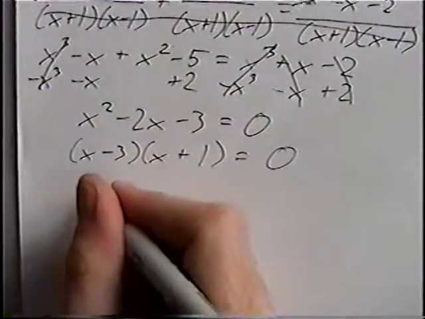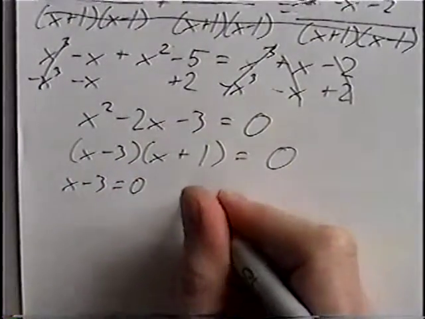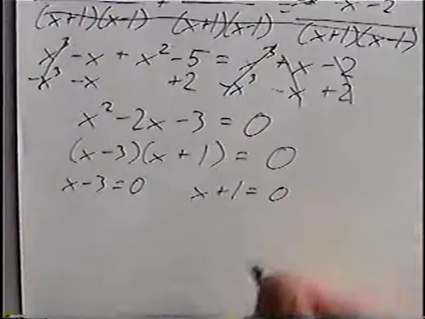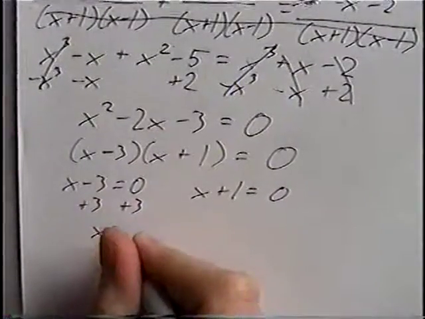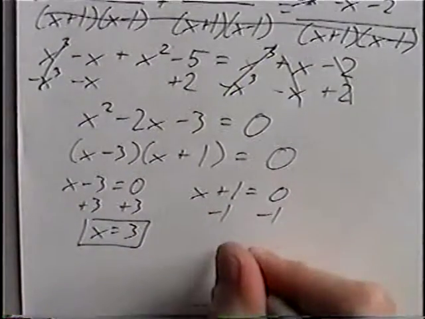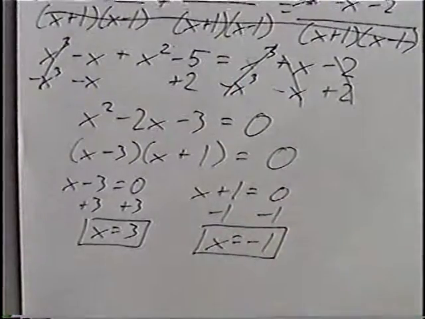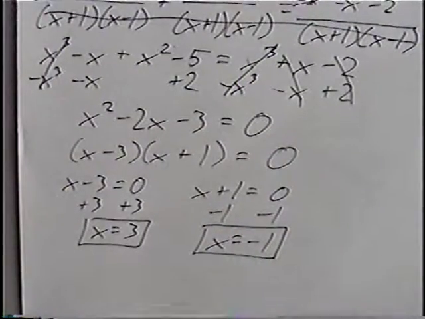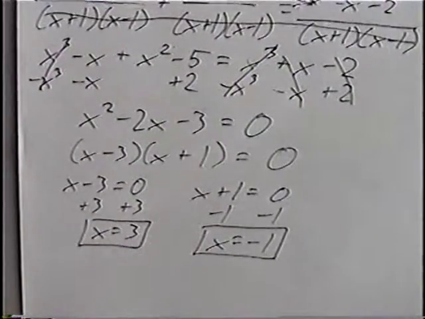From here we can solve and get our two answers, x minus 3 equals 0 and x plus 1 equals 0. Add 3 to both sides, x equals 3. Subtract 1 on both sides, x equals negative 1. These are two answers. In this case, these are two possible answers.